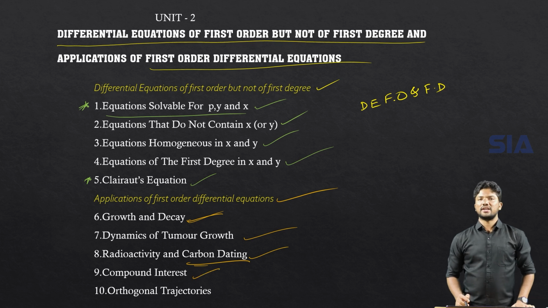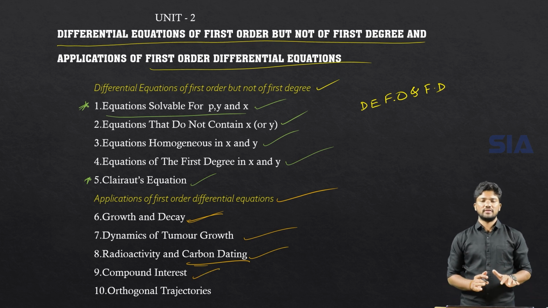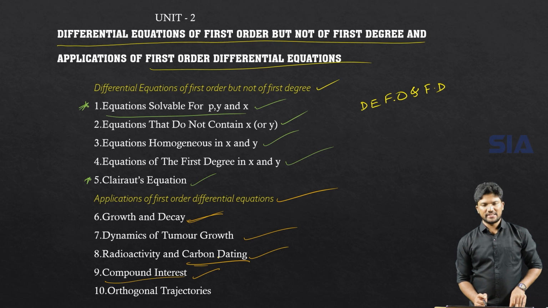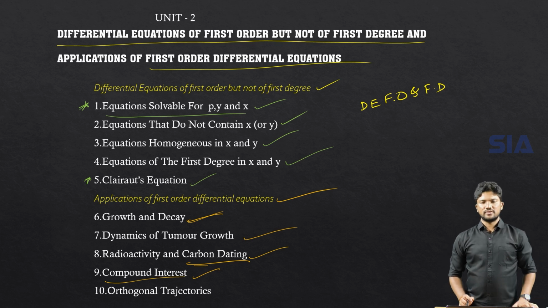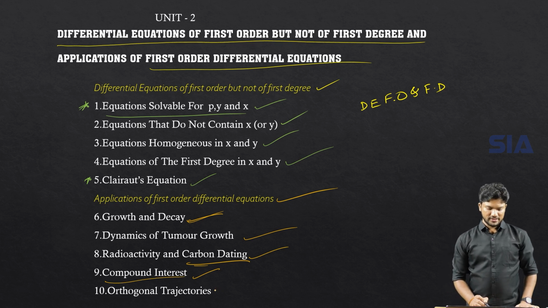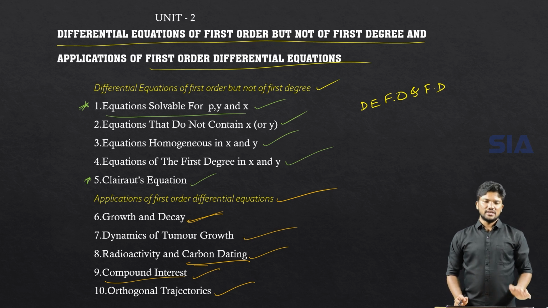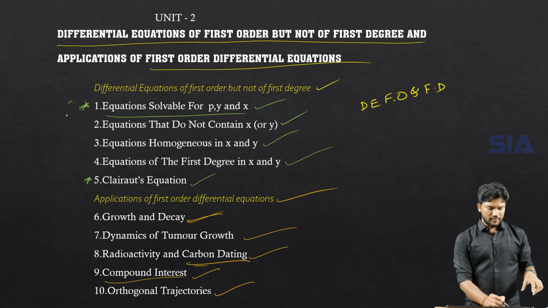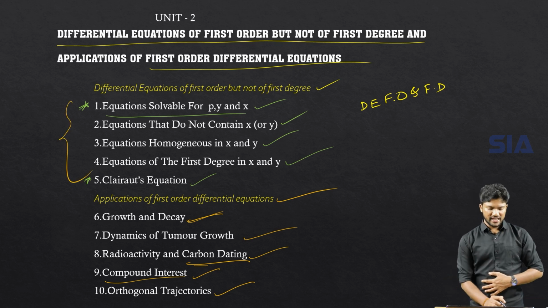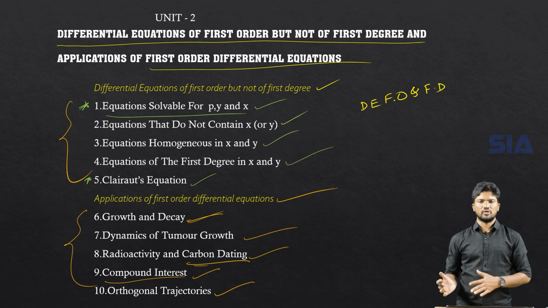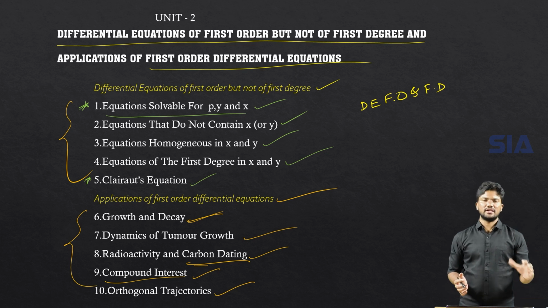Next, compound interest. In real life we regularly use simple interest and compound interest, so there also we use applications of differentiation. And the last topic is orthogonal trajectories. In the first half part we have subtopics 1 to 5, and in the second half part we have subtopics 6 to 10. The first part is based on differential equations, and the second is applications of differential equations. This is the brief explanation of unit 2.